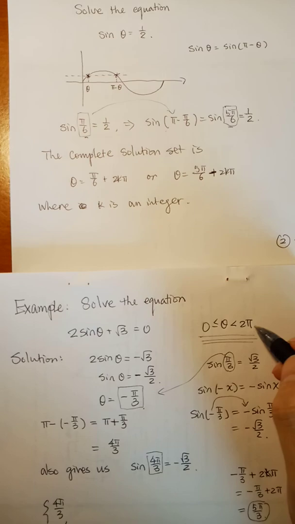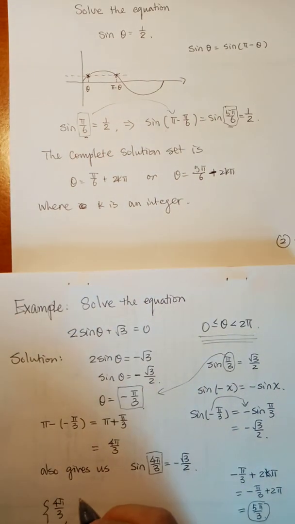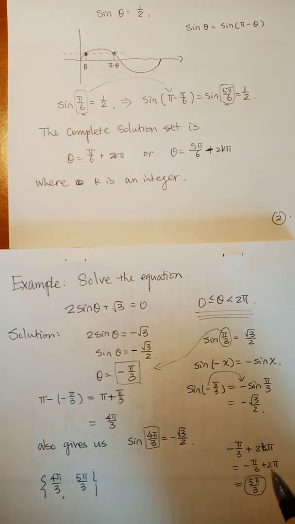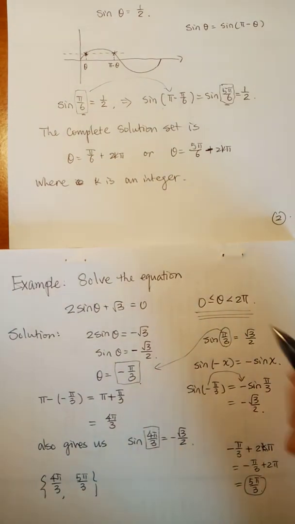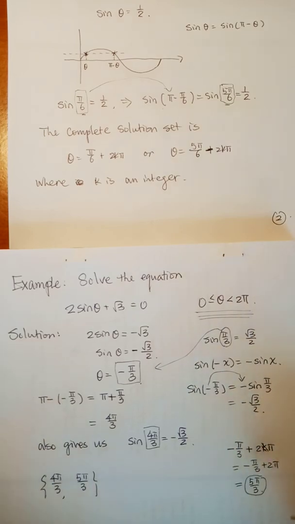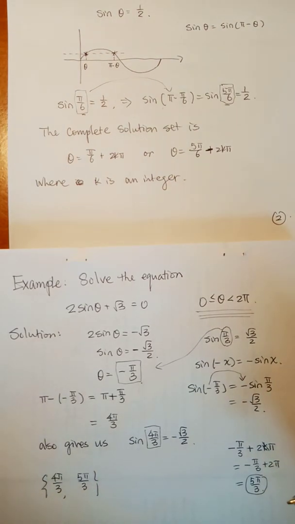So 5 pi over 3 is inside the domain, and that's the second solution. If you add 2 pi and it's still not inside this domain, you add 4 pi, you check. So you first add 2 pi, then 4 pi, then 6 pi, whenever you make it inside the required domain, and you stop. If you don't get the answer in the domain, you just continue this addition or possibly subtraction. You may add 2 pi or you may subtract 2 pi.